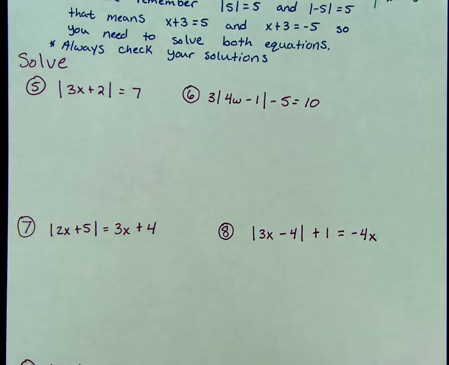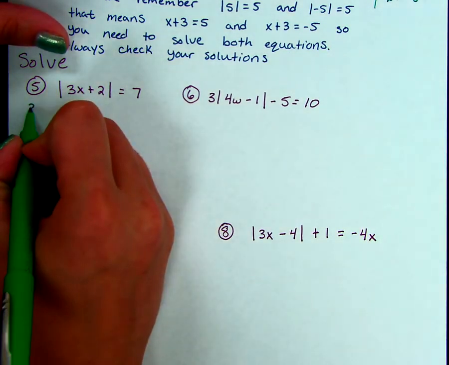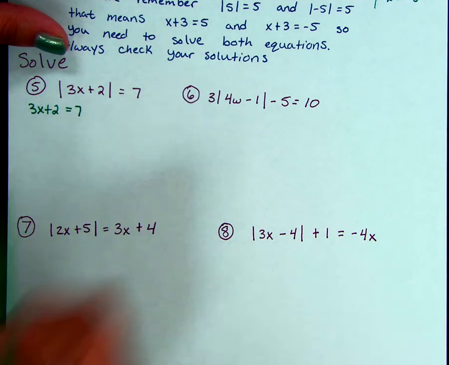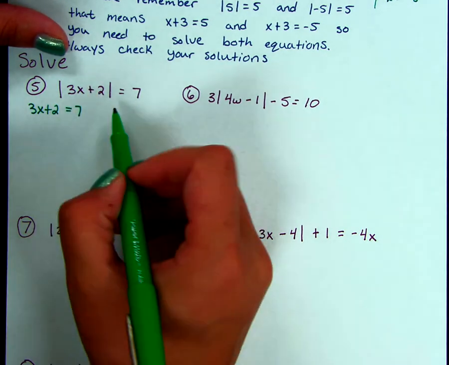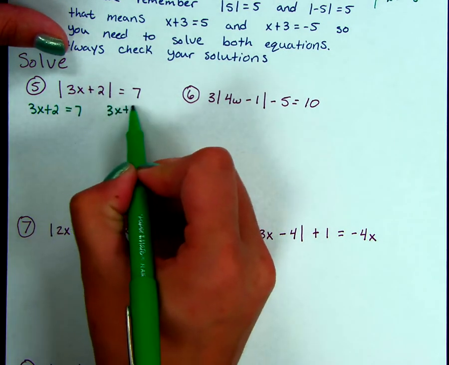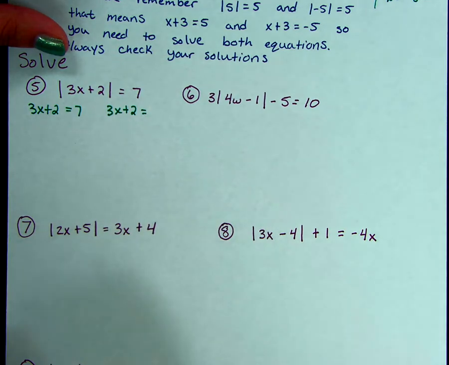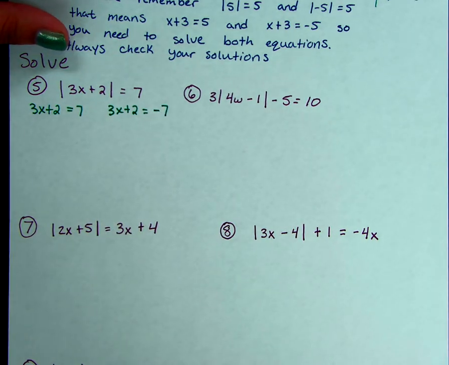All right, so again, I'm solving an absolute value equation. So I'm going to write two equations, and then I'm going to solve them each. First one, we just take exactly what's inside our absolute value, so 3x plus 2, and then equals 7. And then the second equation that we're going to solve, again, we just keep this the same, so 3x plus 2 equals, and then we change everything on the right side to its opposite sign. So in this case, it'll be a negative 7. All right, and now we're just going to solve.